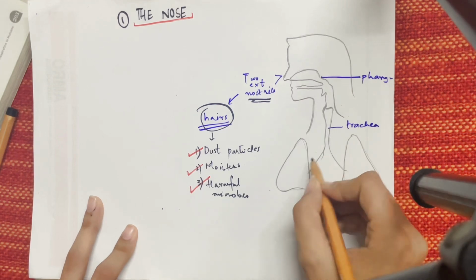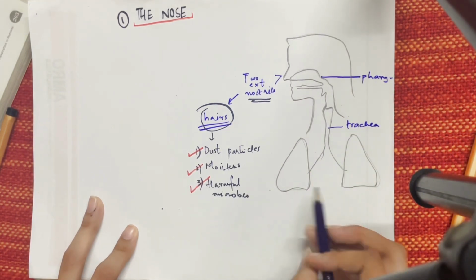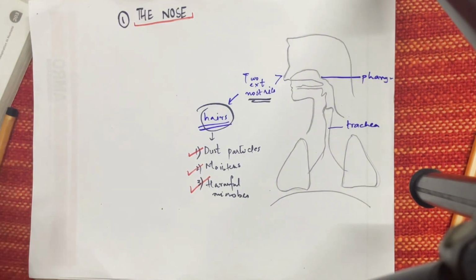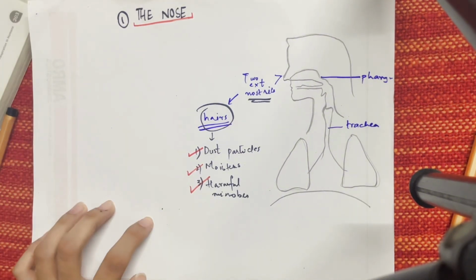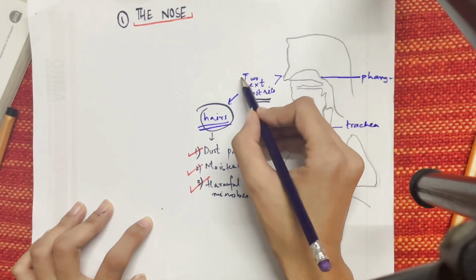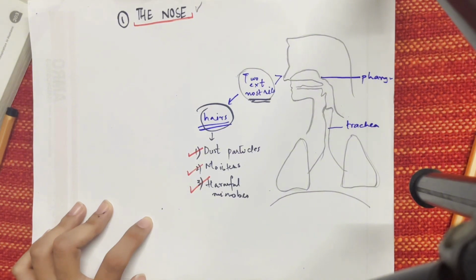Later, the trachea bifurcates into the two lungs, the right lung and the left lung, and is bounded at the end by a muscular diaphragm. This is the entire passage for you to understand. So, for now, we need to learn that the air pathway starts from the two external nostrils, and the nose is the first part of the air pathway.